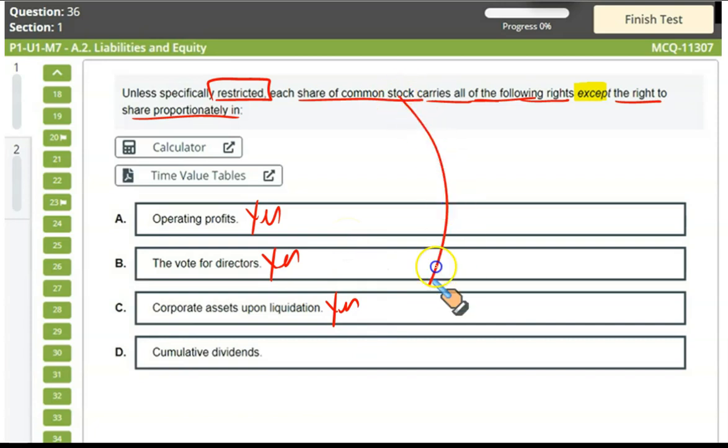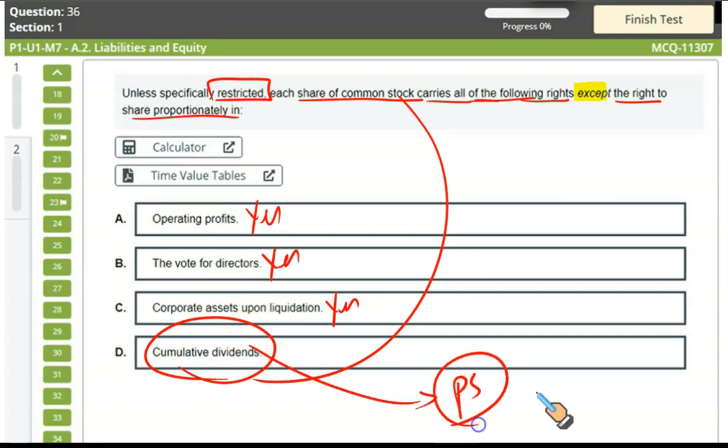Common stockholders, what don't they get? They don't get any proportional share in cumulative dividends, because this feature is specifically related to preferred stock. There are no cumulative dividends for common stock. So this is not true, and hence our right option.